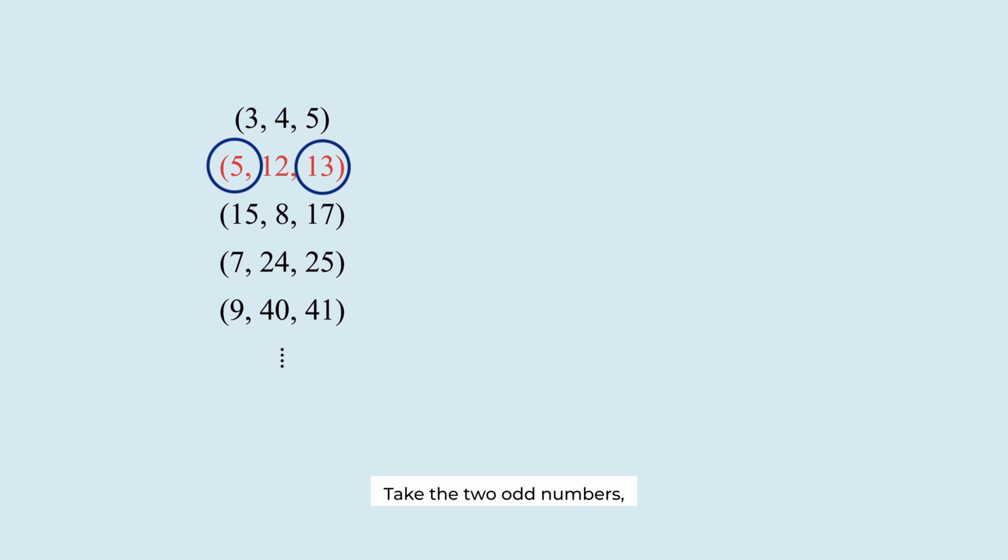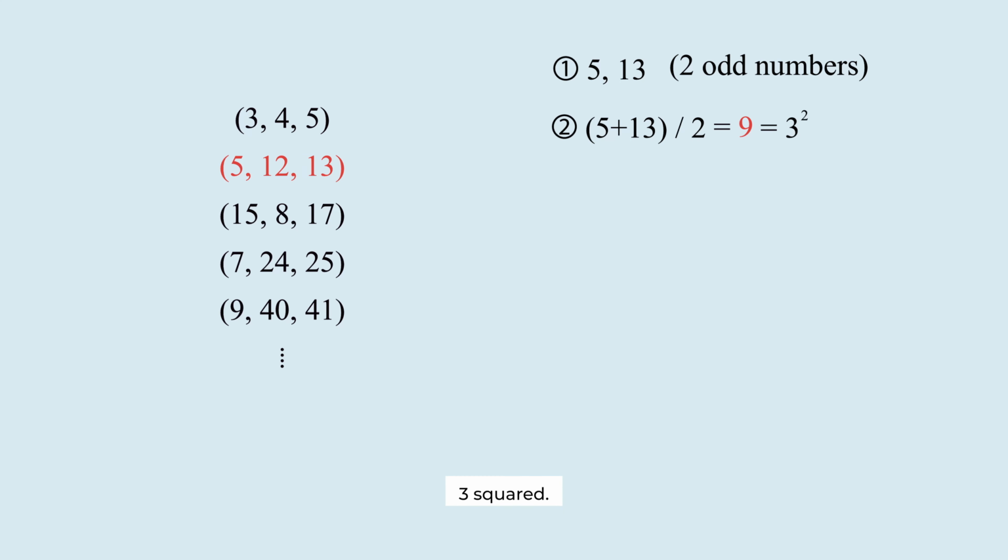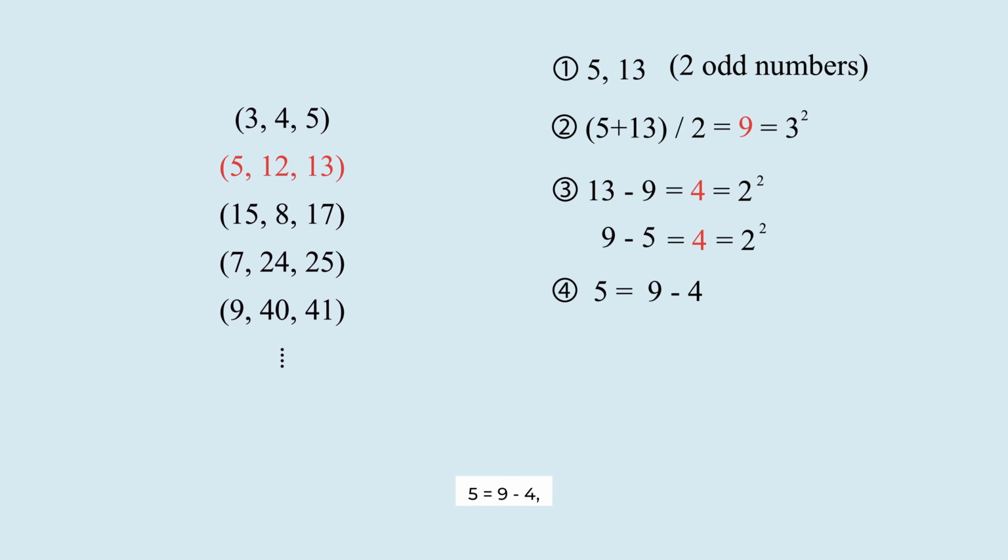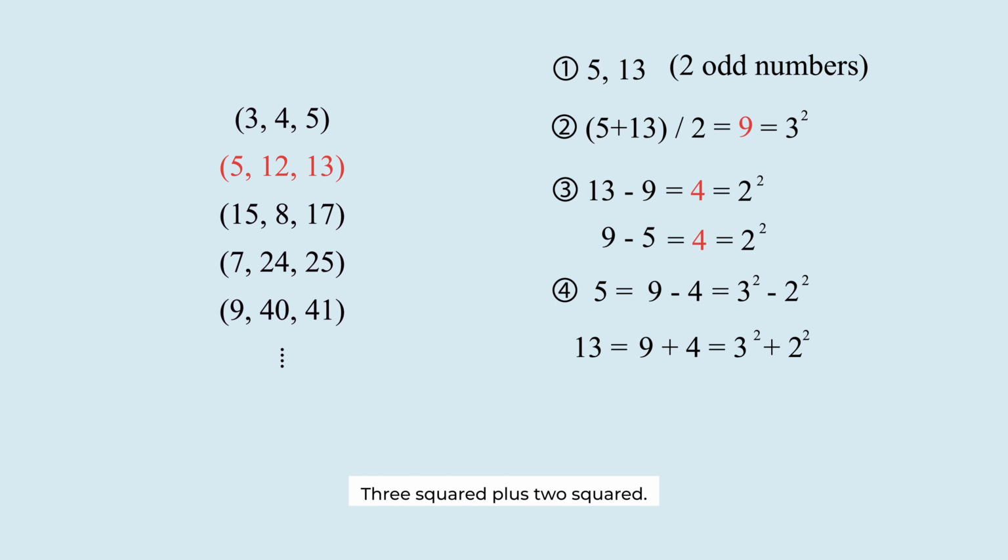Take the two odd numbers, 5 and 13. Their average is 9, 3 squared. The difference between the average and either number is 4, 2 squared. Now look again. 5 is 9 minus 4, 3 squared minus 2 squared. 13 is 9 plus 4, 3 squared plus 2 squared.